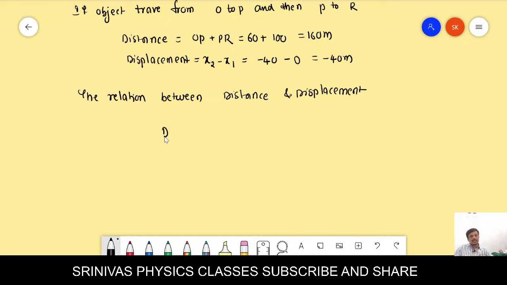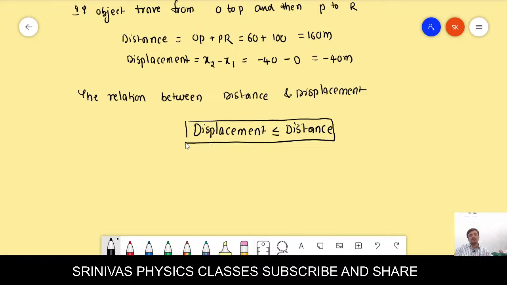We write the distance is greater than or equal to displacement. Sorry, a little mistake: displacement is less than distance. Displacement is the shortest, that's why displacement is less than distance. Sometimes it may be equal to distance. Displacement is less than or equal to distance.